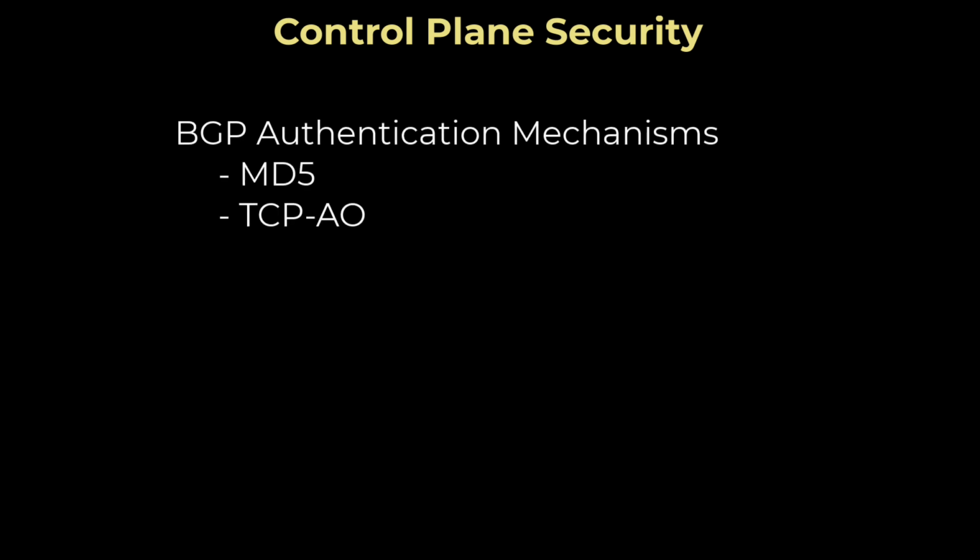Securing the control plane is crucial for maintaining the integrity of the EVPN-VXLAN architecture. This involves using BGP authentication mechanisms, such as MD5 or TCP/AO, to protect BGP sessions from unauthorized access and tampering. Additionally, implementing route filtering and prefix lists can help prevent the propagation of unauthorized or malicious routes within the network.